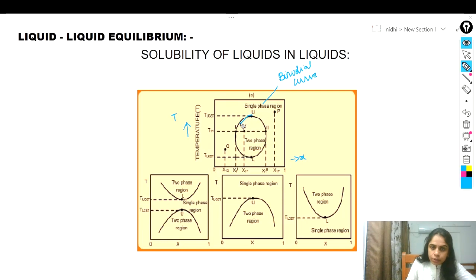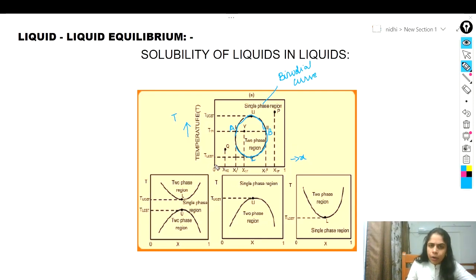This is called U. Let's take UAL here. This phase curve UAL is rich in component 2, and this UBL curve is rich in component 1. If you take component 1 and component 2 randomly, right?